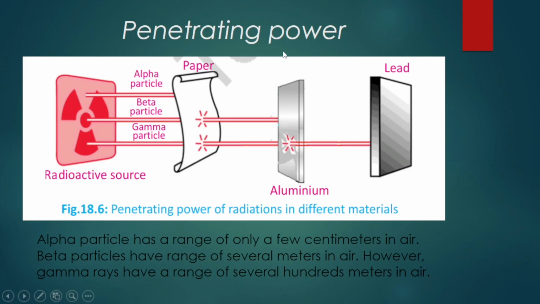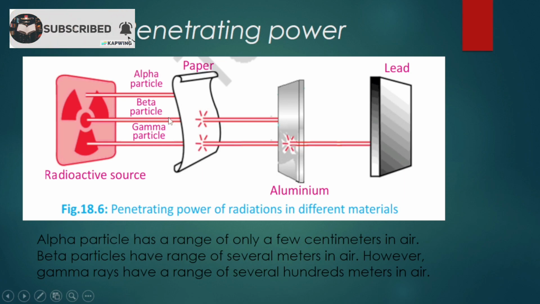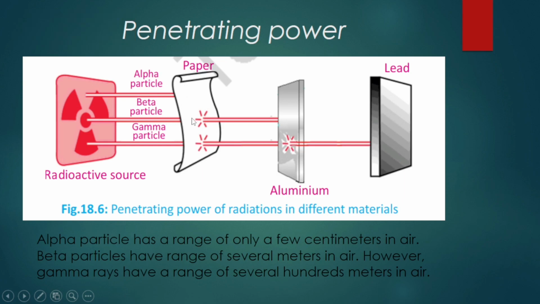Then we have the penetrating power of all three rays. Alpha particles have the lowest penetrating power due to their very high interacting nature, and beta particles have penetrating power more than alpha particles but less than gamma rays. And gamma rays have very high penetrating power and can penetrate through 30 centimeters of aluminum sheet.